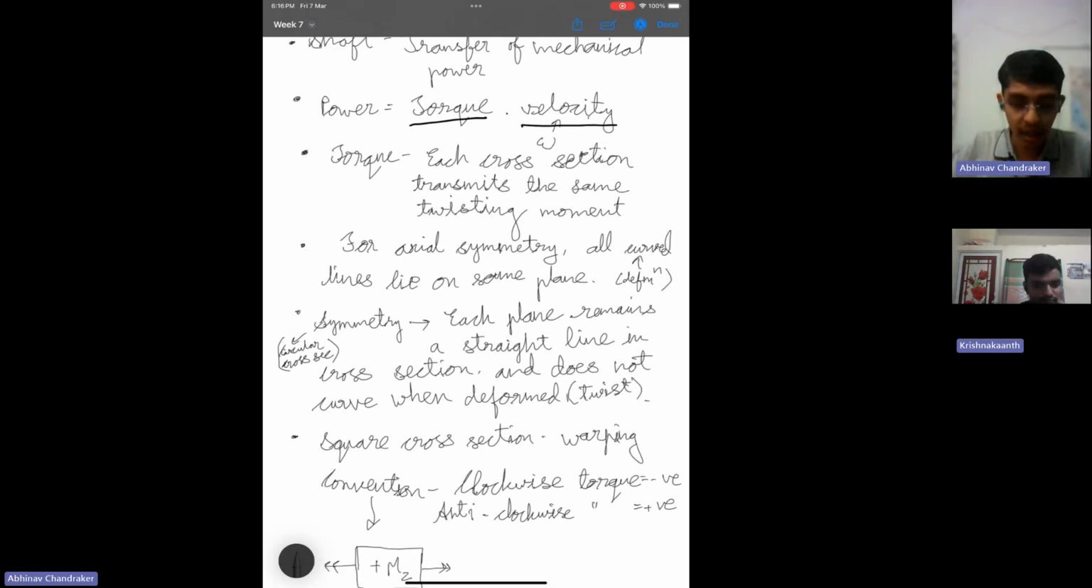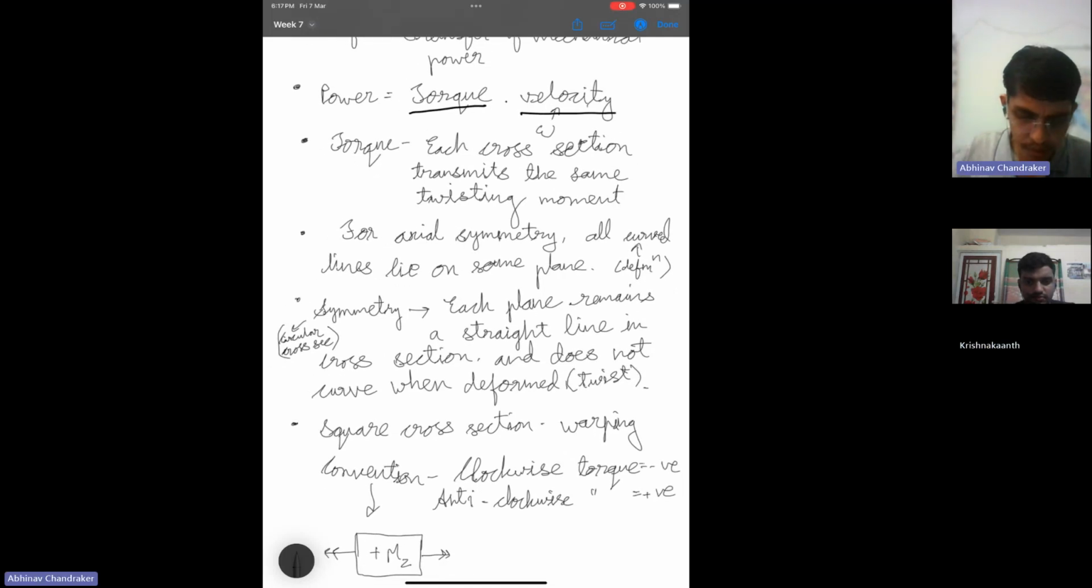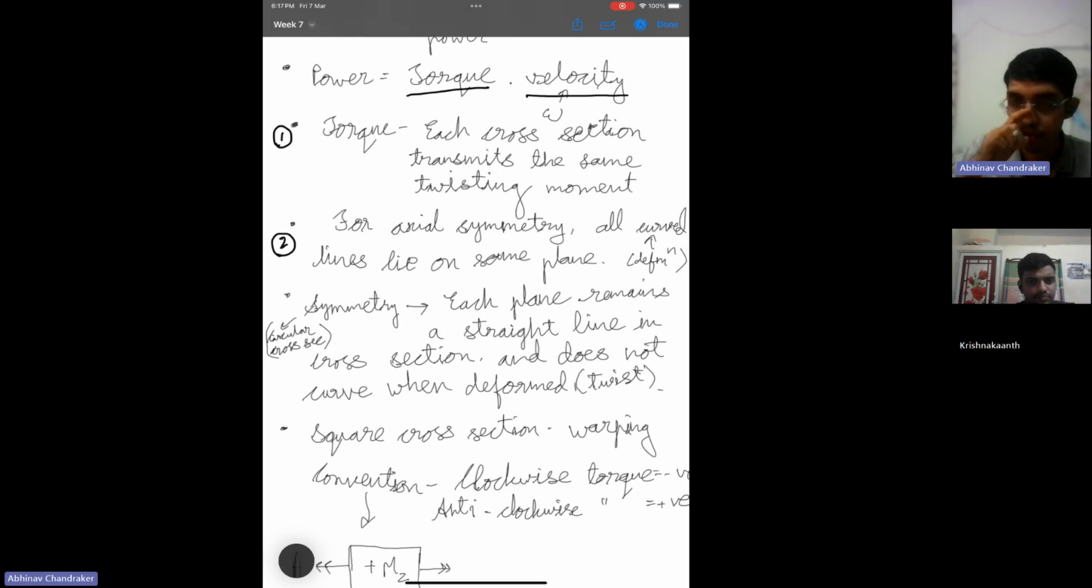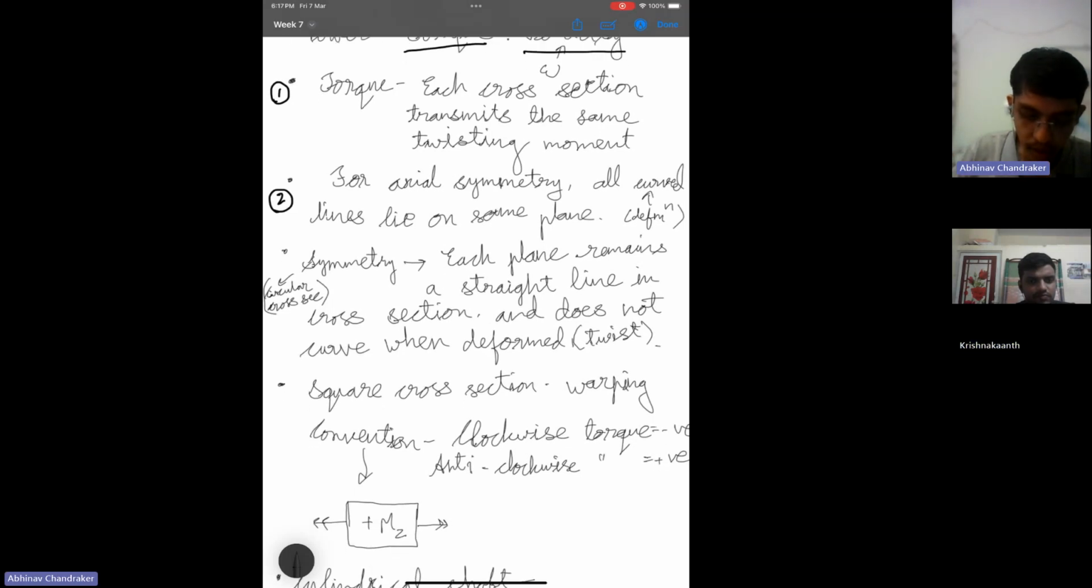Then if we are assuming axial symmetry, then in that case all the lines of deformation will lie on the same plane. So this is also, maybe I can just write it as some points which tell about how the deformation is if you are having torsion. So for axial symmetry, all the lines of deformation, you can understand it as if you had a hypothetical line in undeformed material, undeformed shaft, and then you deform it, then how will that line change on deformation? So here it is said that it will lie on the same plane as it was earlier on.